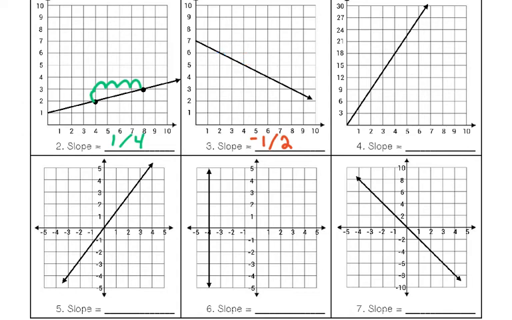Here's another way to do this problem. You pick those 2 points, let's say here and here, just like we did, and instead of counting up this way, you can count down 1.